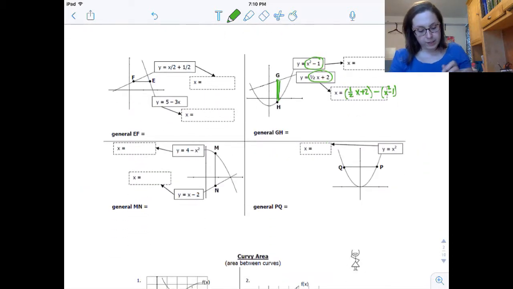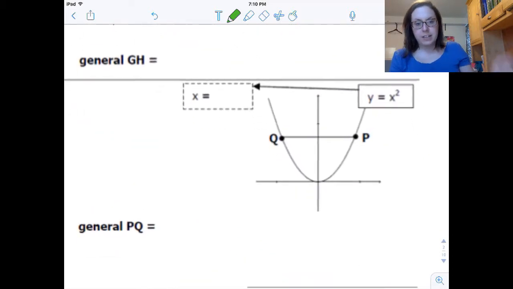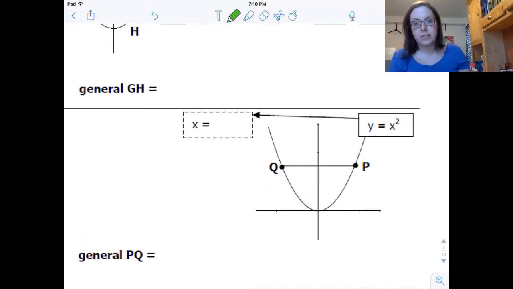And let's do one more going the other way. Let's say I want to do this one. I know that this is y equals x squared. I want to get that in terms of x because I see here that what I would be subtracting are my x values.